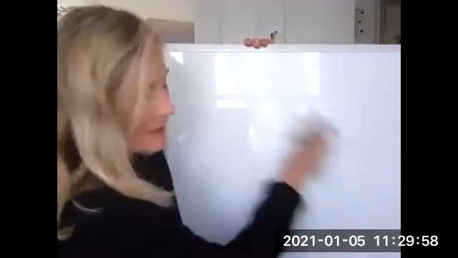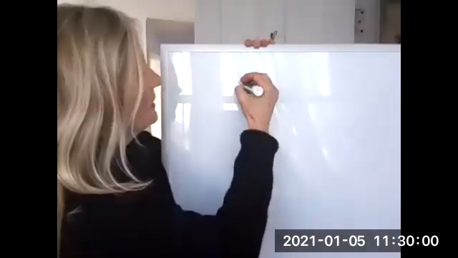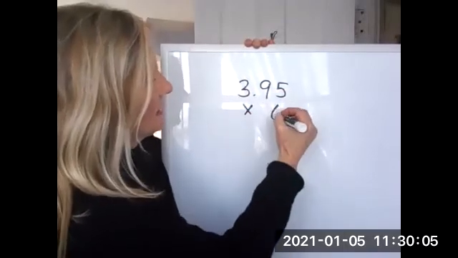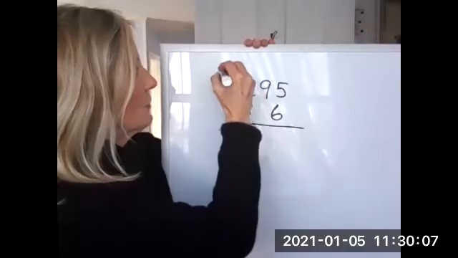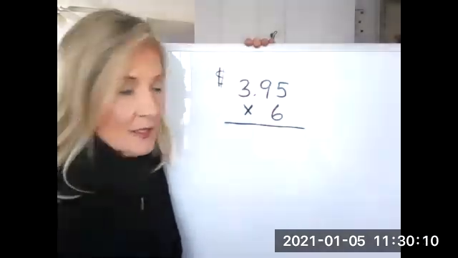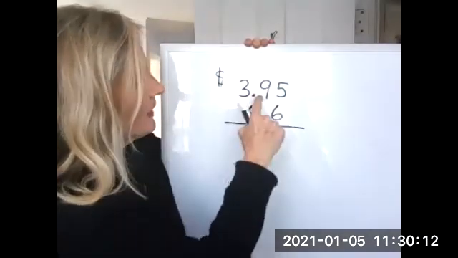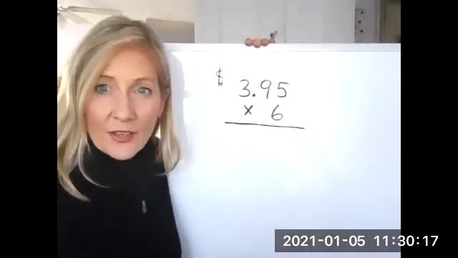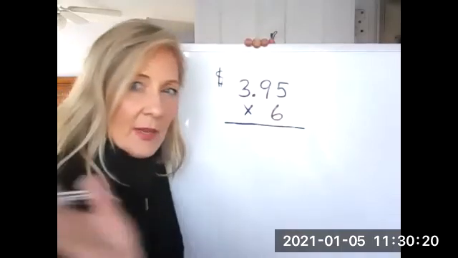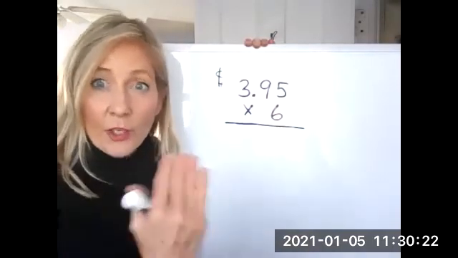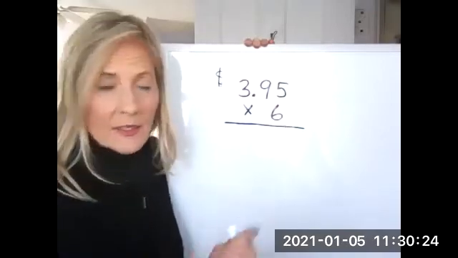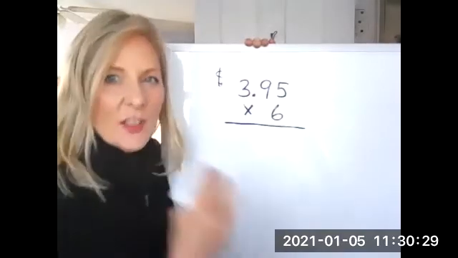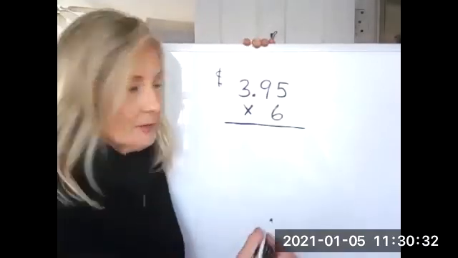Let's do another one. Say we have a decimal. Let's do $3.95 times 6. So I have 6 groups of $3.95. When I have money, I know that $3.95, if I'm thinking about it all in pennies, it's really 395 pennies, isn't it? So I'm just going to make it easy on myself and think about it in one unit. A unit would be pennies instead of dollars and dimes and pennies. So all pennies, just think of it as 395 for now.